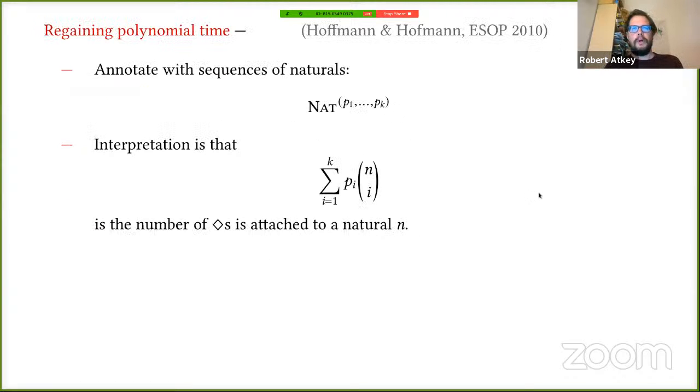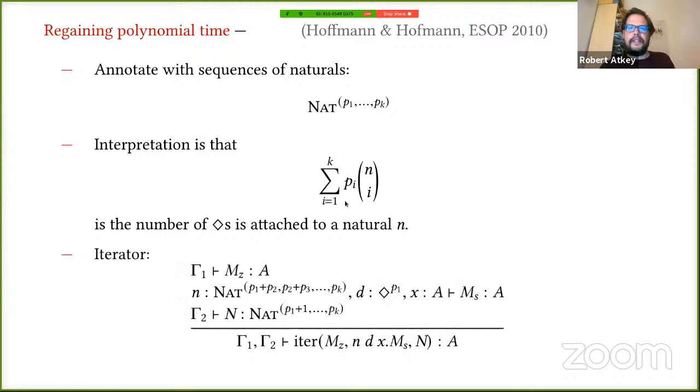So to get back to polynomial time, Martin Hofmann and Jan Hoffmann discovered how to adapt this system to polynomial time by annotating the data structures with sequences of naturals. And now the interpretation is that if the natural number is n, then we have this polynomial number of diamonds attached to it. And so you can see this is getting similar to the way that LFPL gets completeness for its system.